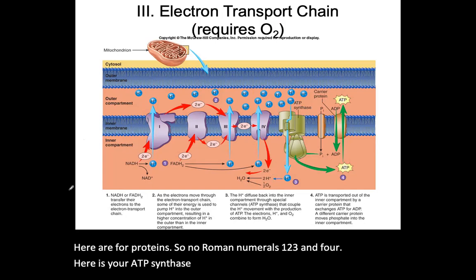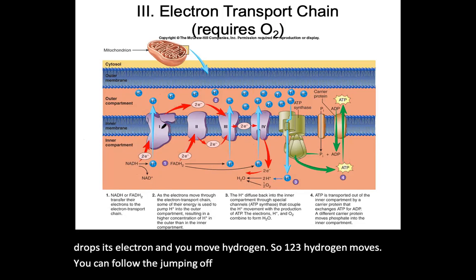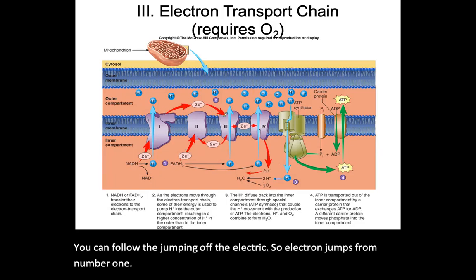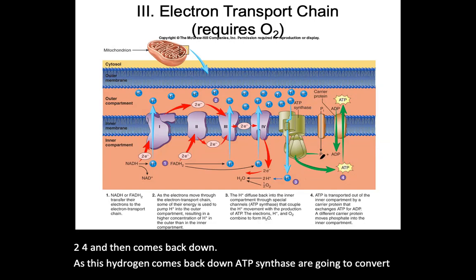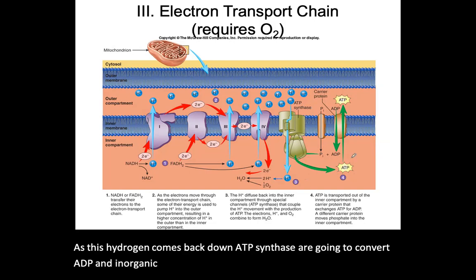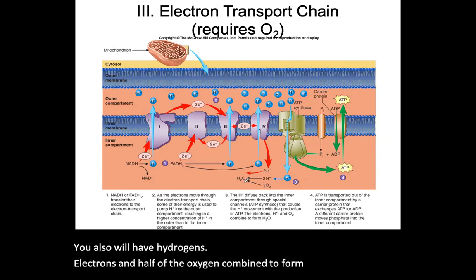Again, walking through this, your NADH drops its electron, and you move hydrogen, hydrogen, hydrogen. So 1, 2, 3 hydrogens move. You can follow the jumping of the electron. The electron jumps from number 1 to 3 to 4 and then comes back down. As this hydrogen comes back down, ATP synthase is going to convert ADP and inorganic phosphate to ATP. You also will have hydrogens, electrons, and half of the oxygen combined to form your H2O.